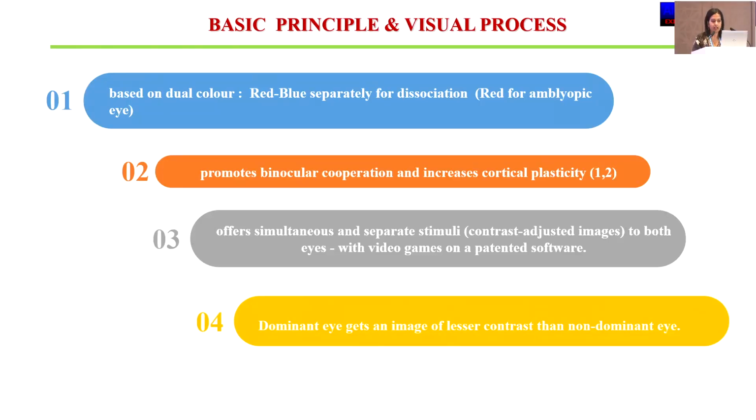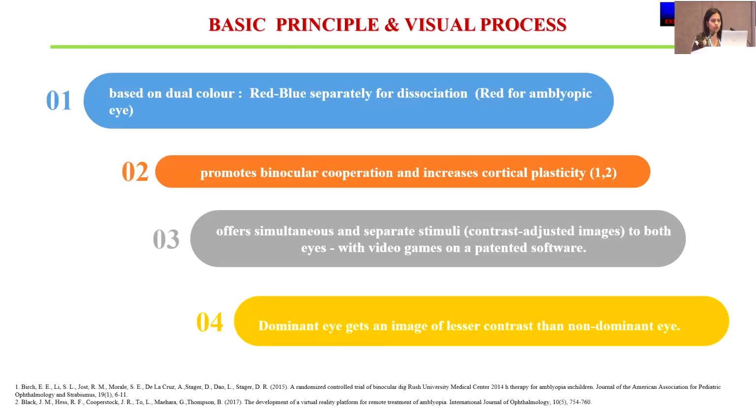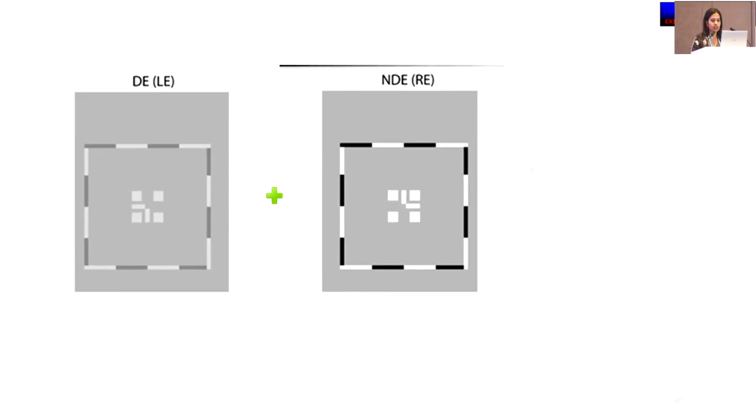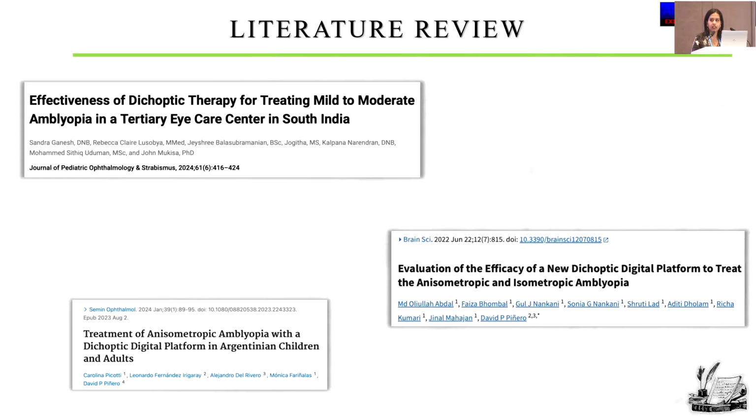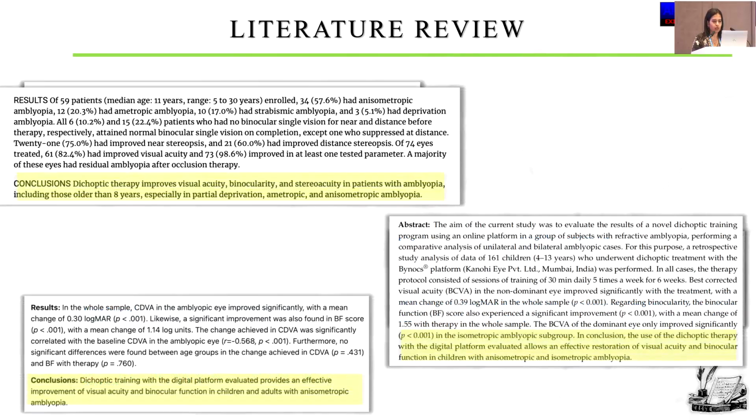Essentially it promotes binocular cooperation and increases the cortical plasticity. It offers simultaneous and separate stimuli to both the eyes with the dominant eye receiving an image of the lesser contrast. So this is when the images from the two eyes are superimposed, the subject perceives a single percept with elements presented to both the eyes separately. Literature has shown evidence that it improves the visual acuity, the stereopsis, and the binocular function also.